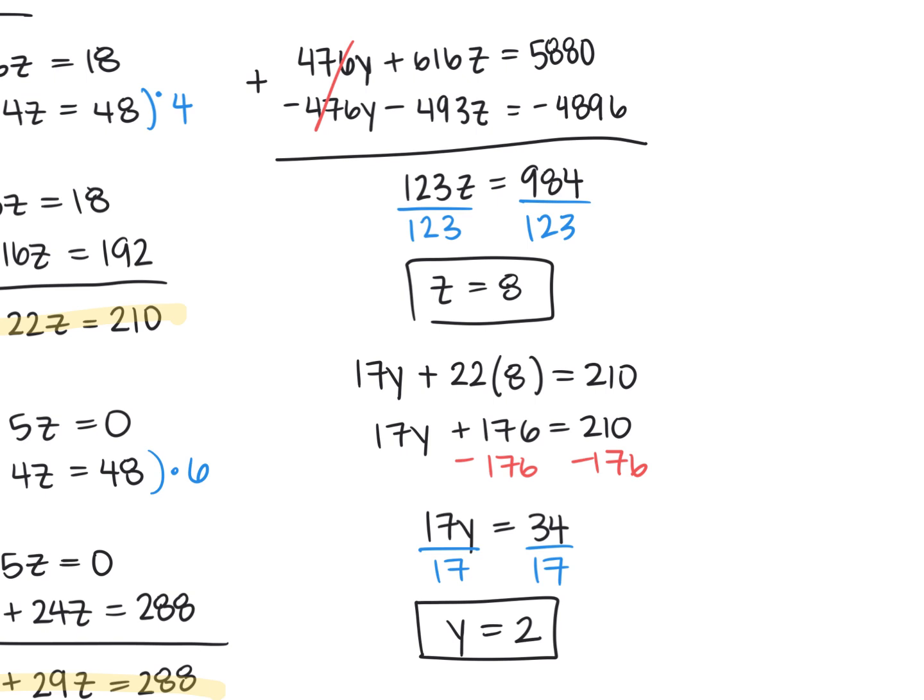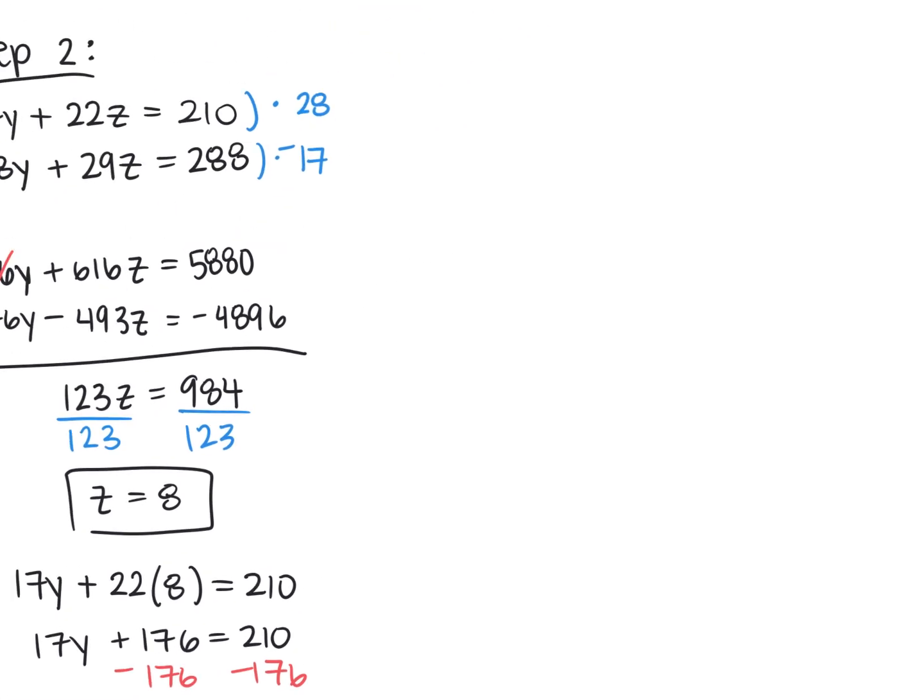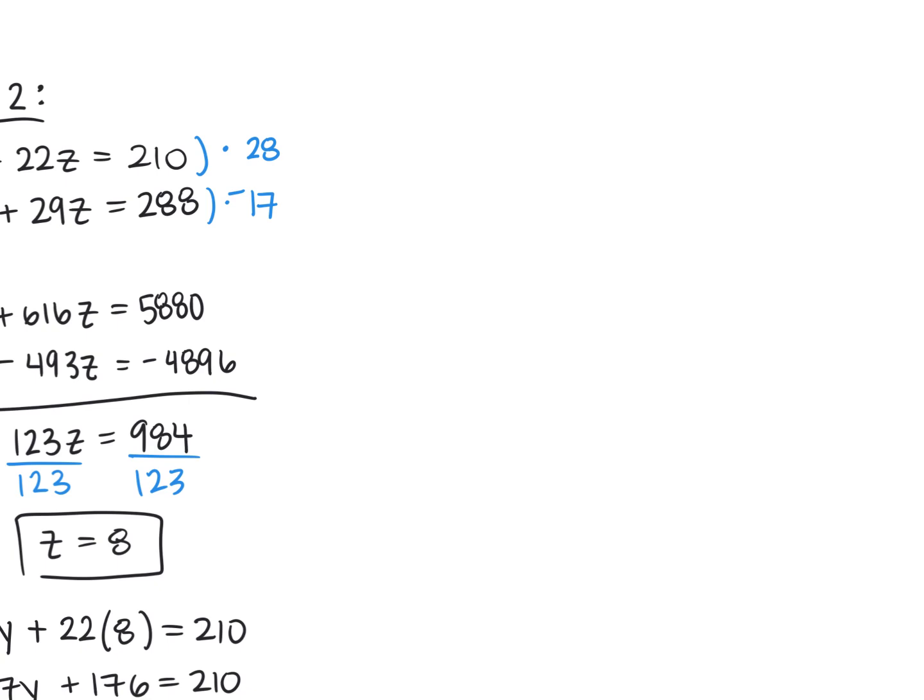Now we've solved for y and z. We're now going to do step 3, which is to solve for x. Now I need to choose which of my original 3 equations I want to plug y and z into in order to solve for x. And even though the second equation has a 1 in front of x, it's a negative 1, which I typically like to avoid, but just so that you can see an example of it, I am going to do it here.